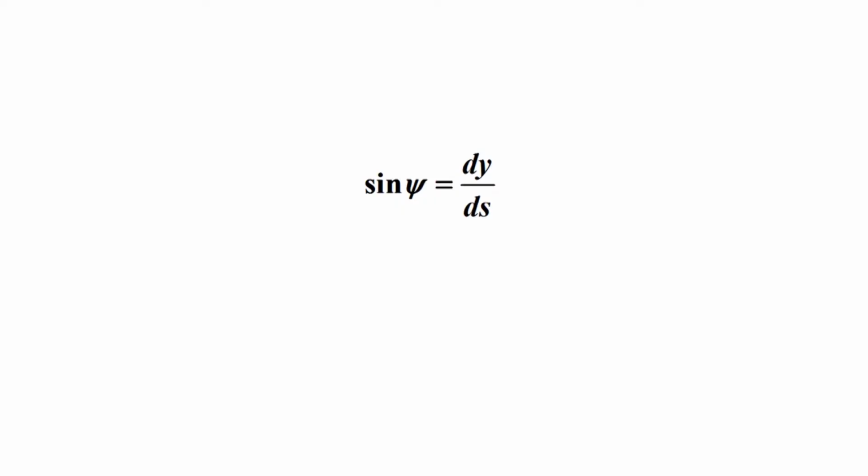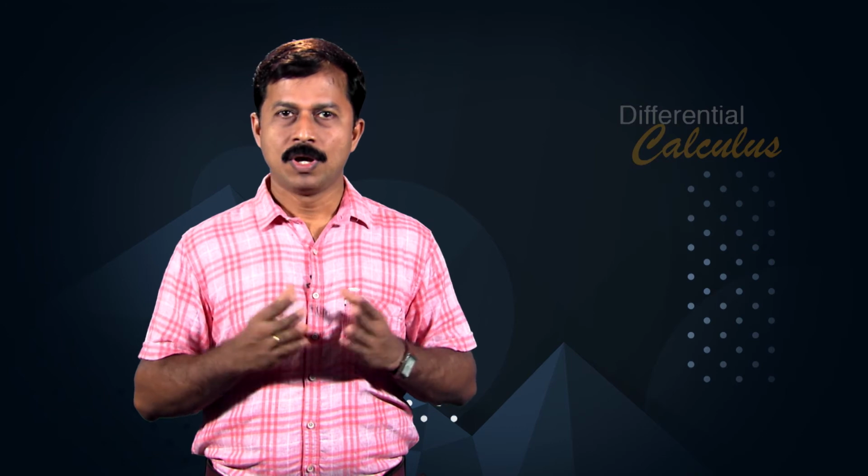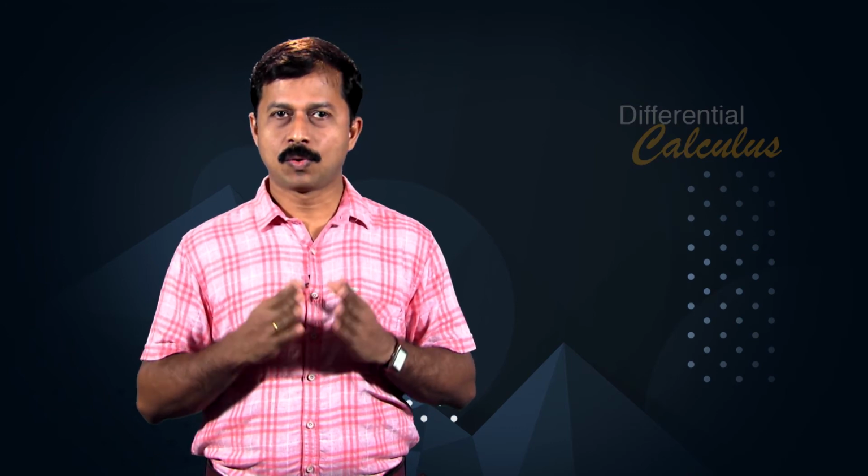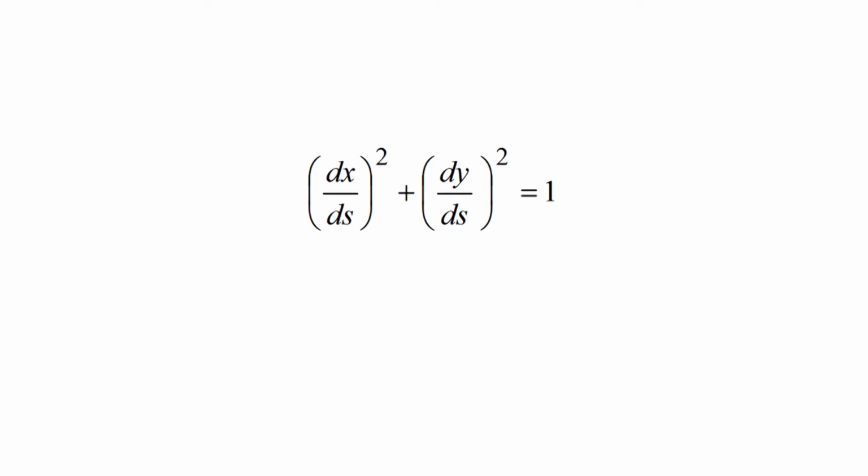Hence, in the limit when Q approaches P, equations 4 and 5 give sin psi is equal to dy by ds and cos psi is equal to dx by ds. Now, using the trigonometric identity cos square psi plus sin square psi is equal to 1, the above equations give (dx by ds) all square plus (dy by ds) all square is equal to 1, or dx whole square plus dy whole square is equal to ds whole square.